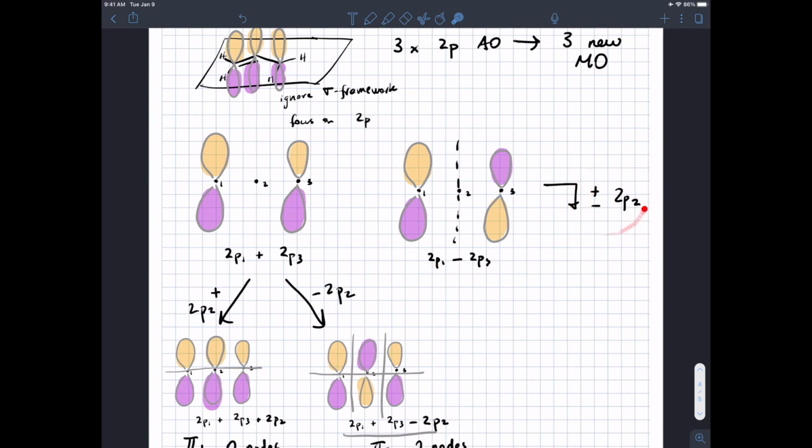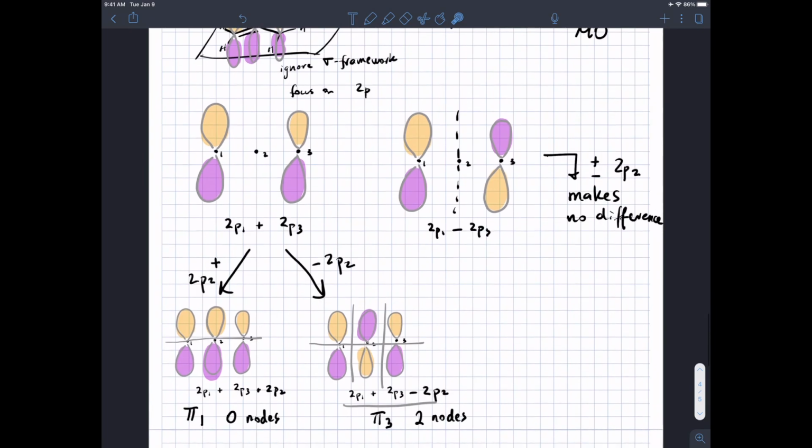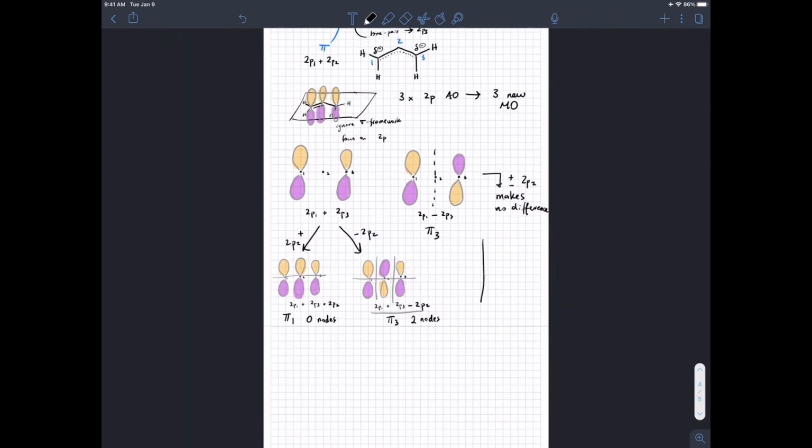So actually, it doesn't make any difference when we mix in the 2p orbital on carbon 2, it still goes to 0 because there's a phase switch that coincides with that second atom. All right, so this orbital is pi 3, and the other one we would call pi 2, and it has one node. The order of energy is pi 1, pi 2, and pi 3.